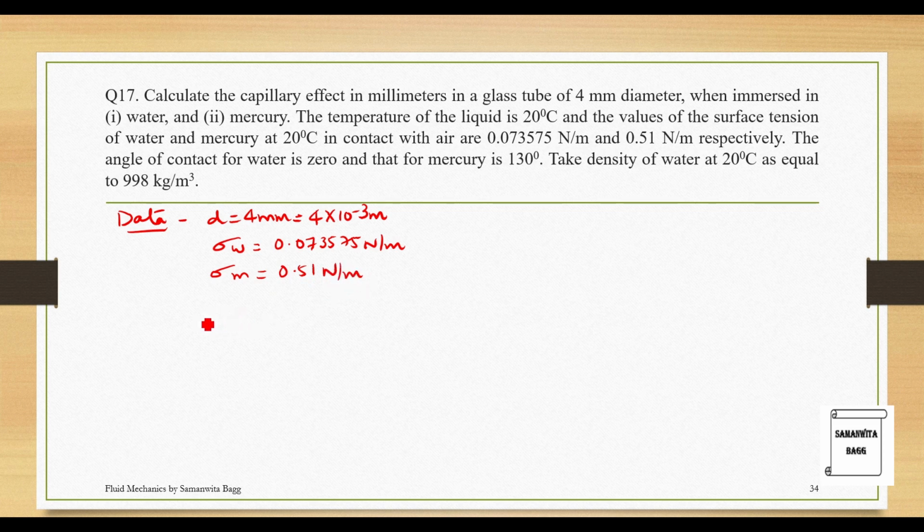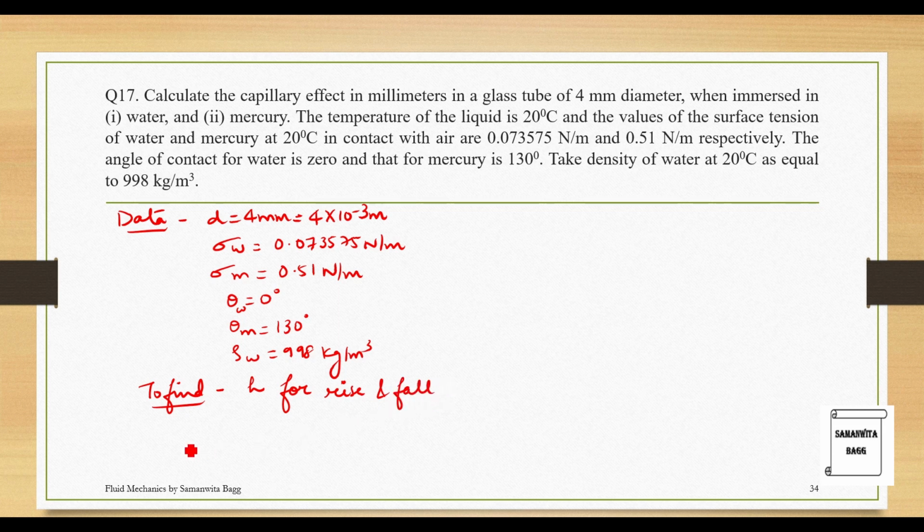The angle of contact for water, we know it is 0, and theta for mercury is 130 degree. The density of water is given as 998 kg per meter cube. So we need to calculate the value of H for rise and fall again. So when I start solving, I'll solve for capillary rise.